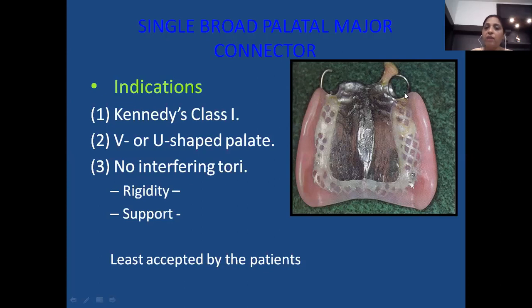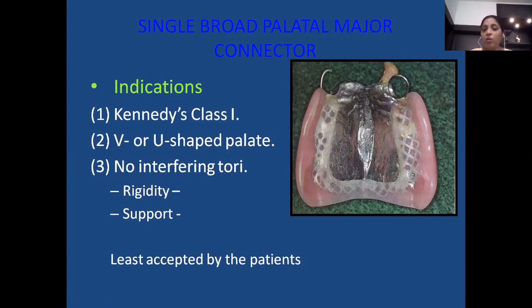Only anterior teeth are present. No posterior teeth are present in this case, or no teeth posterior to the edentulous area are present. Kennedy's class 1 situation is a bilateral edentulous situation. It can also be used in cases where the palate is U-shaped or V-shaped.